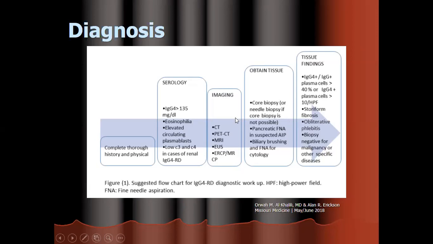Then tissue diagnosis: core biopsy, or needle biopsy if core biopsy is not possible. Pancreatic FNA for suspected autoimmune pancreatitis, biliary brushing and FNA for cytology. Tissue findings, as we mentioned: the ratio of IgG4 positive cells to total IgG plasma cells is more than 40%, or IgG4 plasma cells more than 10 per high power field. But this is one criterion only. Other criteria are storiform fibrosis and obliterative phlebitis. The biopsy should be negative for malignancy or other specific disease. As we mentioned, you may find IgG4 positive plasma cell infiltration in malignancy and in other diseases, so you should exclude malignancy from the biopsy.